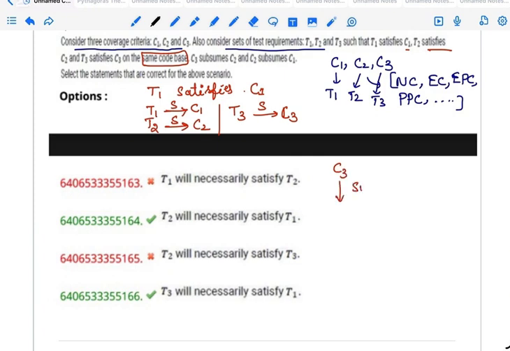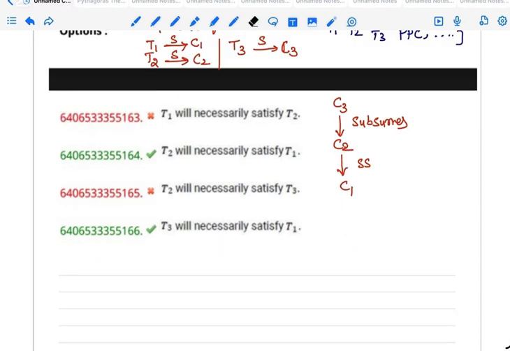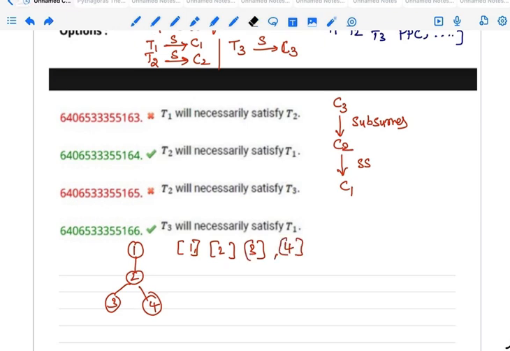subsumes C2, and C2 subsumes C1. We consider a graph like this, with nodes 1, 2, 3 and 4. This is a small control flow graph. How many nodes are there? 1, 2, 3 and 4. This is node coverage.